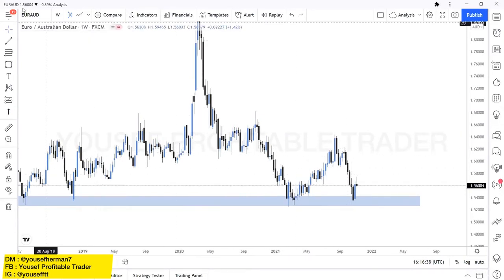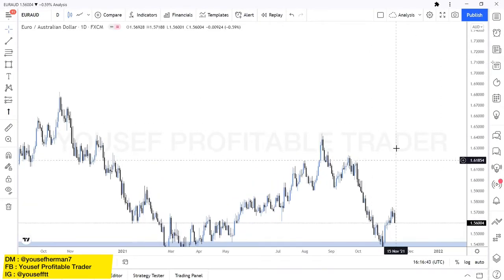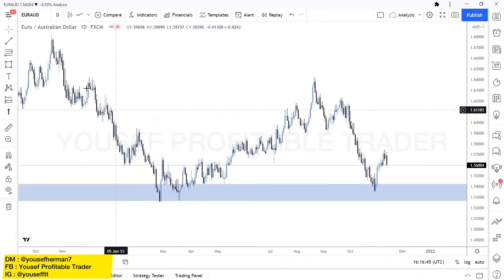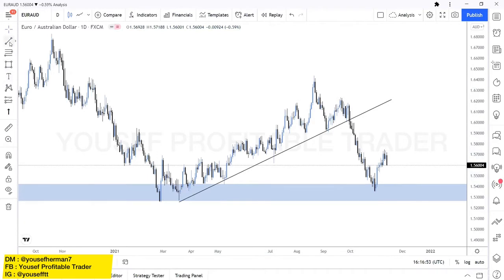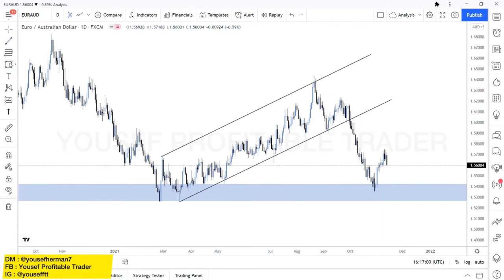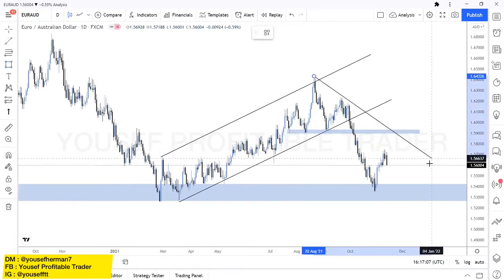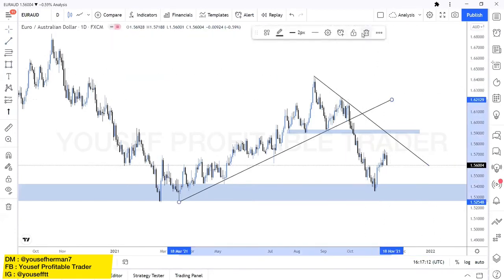Then let's go to the daily. Here I can see there is a trend line, a broken trend line. There is a channel over here like this, and then here we have a good zone. We can draw one trend line over here. Let's remove this one and this one.